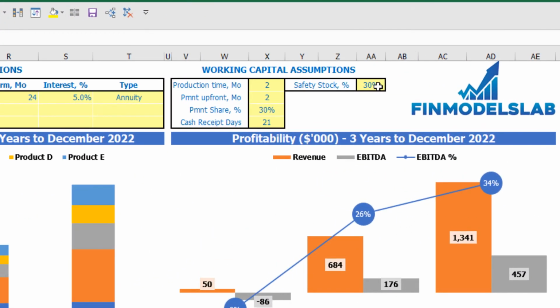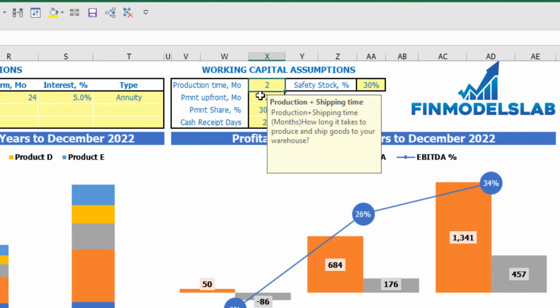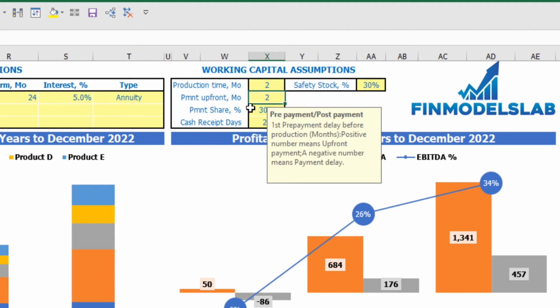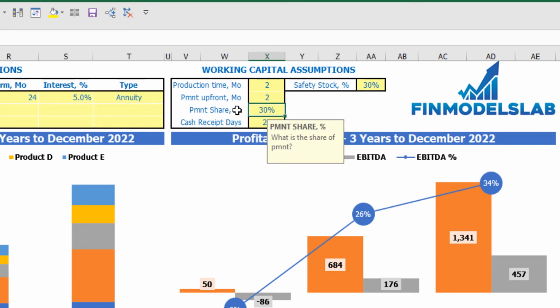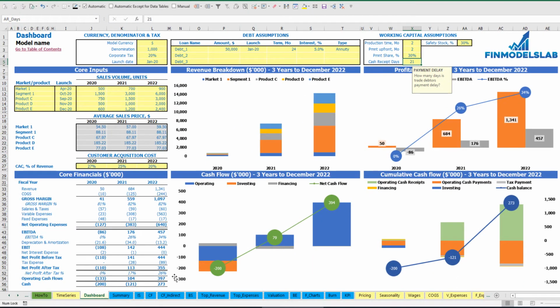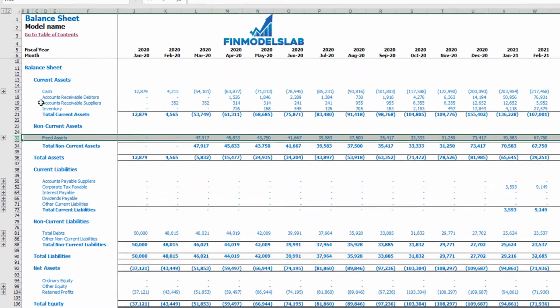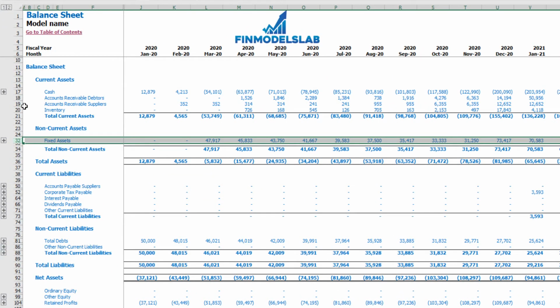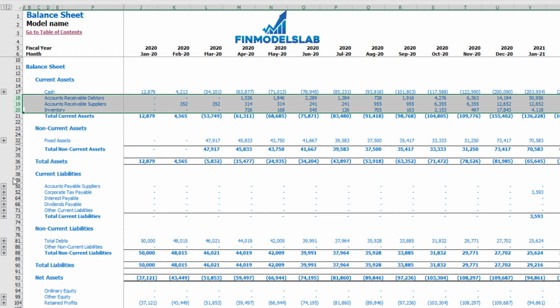Additionally, you can set up the safety stock and working capital assumptions, which is production time, payment upfront or first prepayment before production, the upfront payment share, and cash receipt days. All these values are used to calculate your inventory and accounts receivable and accounts payable, which you may find here in the balance sheet.